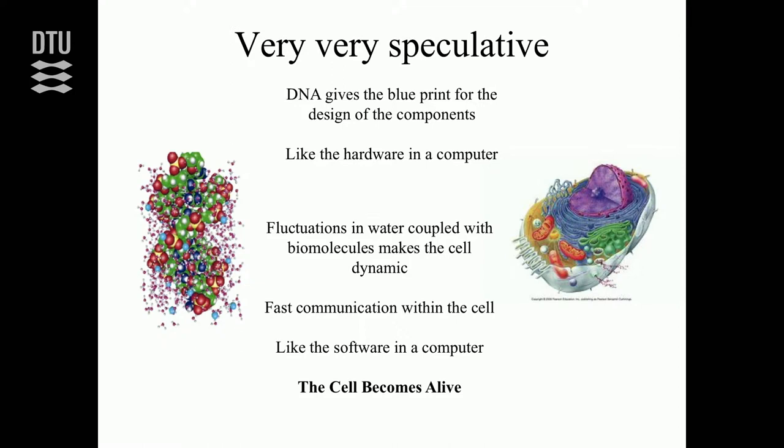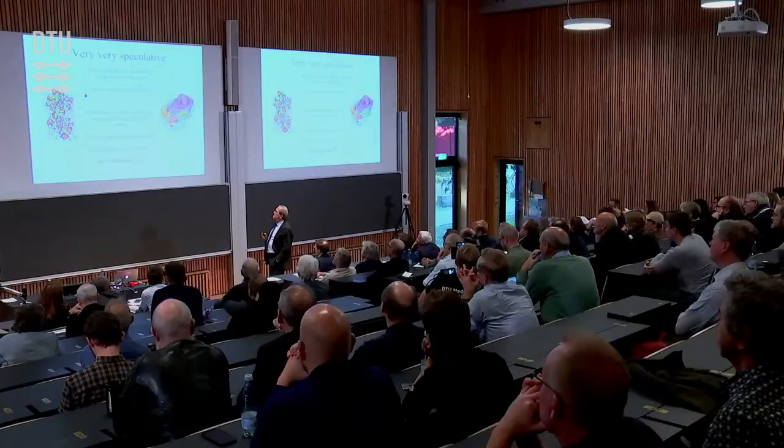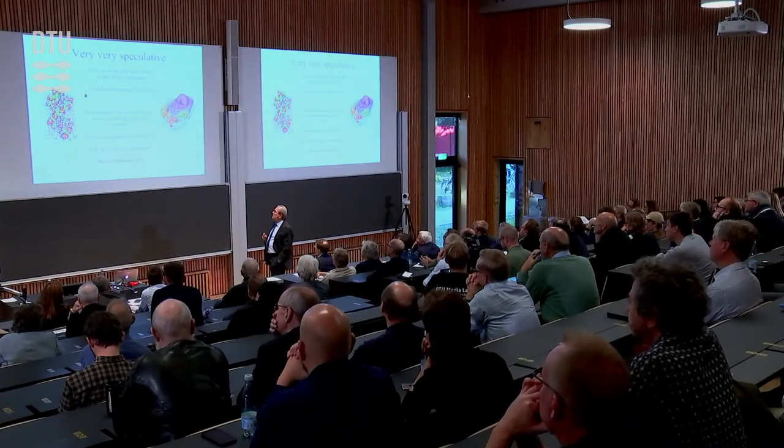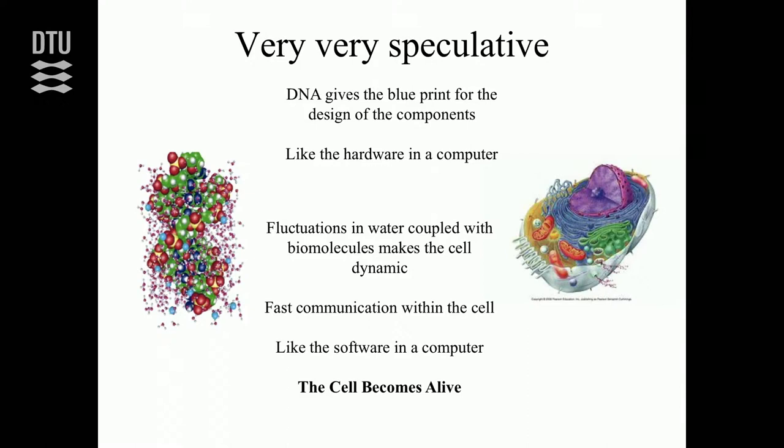The DNA provides the blueprint for the construction of the components of the cell, the synthesis of the proteins, enzymes, for many of the components, almost like we have hardware on a computer, so to speak. It's then the fluctuation in the water that means that we are creating dynamics together with the biomolecules, of course. Is that what actually makes the cell become dynamic? Allows for the fast communication in the cell. And maybe that is almost like making a software for the computer. And that makes the cell become alive. A big speculation.